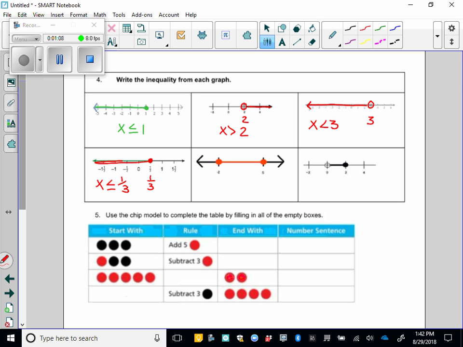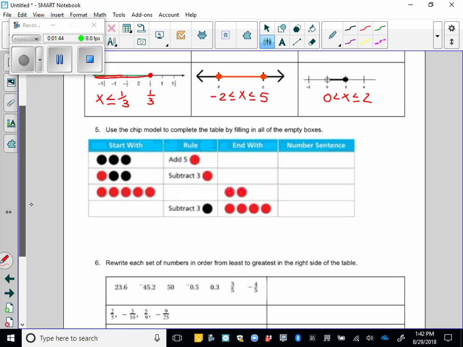And since the shading is between two numbers, we put the two numbers here and say that x is between -2 and 5, or it could be -2 and 5. So we say x is bigger than or equal to -2, or less than or equal to 5. And this last one, one circle is closed, one circle is open. So we say x is bigger than 0, but less than or equal to 2.